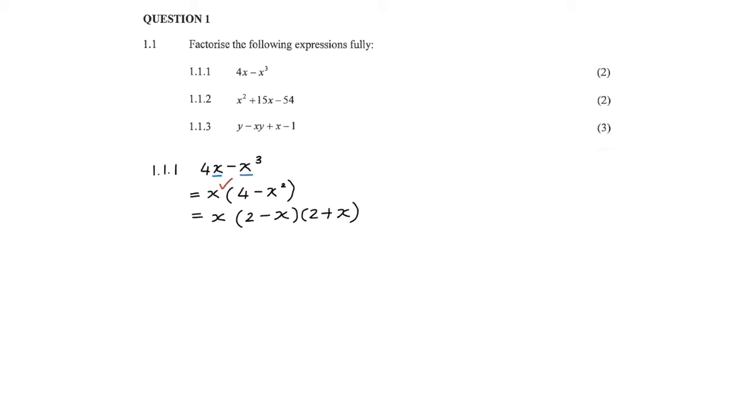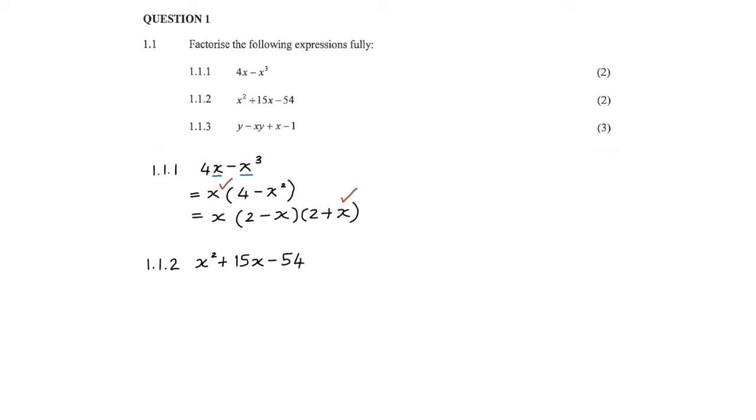So you will get 1 mark for factoring out x, and then you will get 1 mark for recognizing and factoring the difference of squares. Let's take a look at 1.1.2. We are given the quadratic expression x squared plus 15x minus 54.